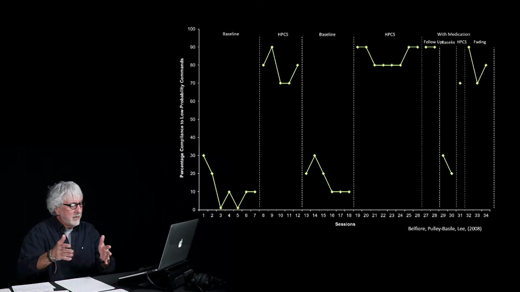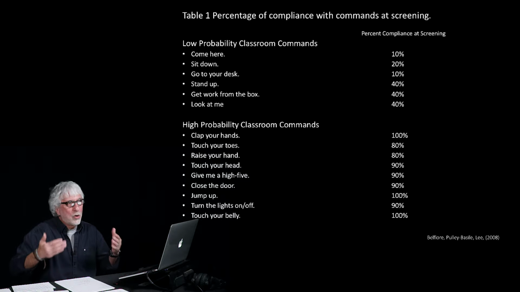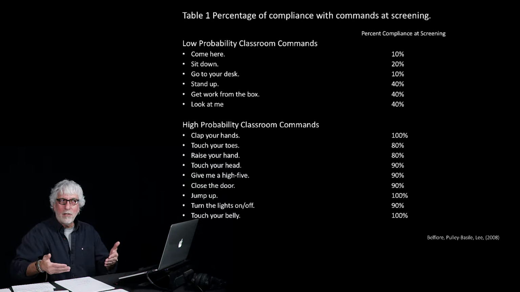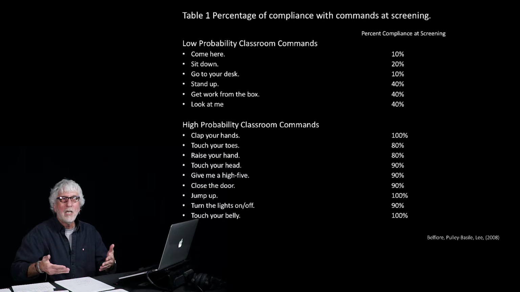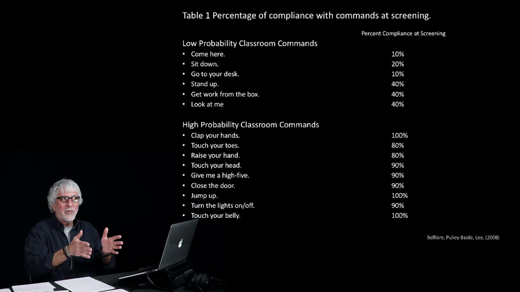Intervention looked like this. We, again, used 2 or 3 of the high probability commands. Clap your hands. If the child was compliant, we said, great job clapping your hands, touch your toes. If the child was compliant, we said, great job touching your toes, now please sit down. So the low P command was preceded by 2 or 3 high P commands. Every high P command that was completed was provided with positive reinforcement.